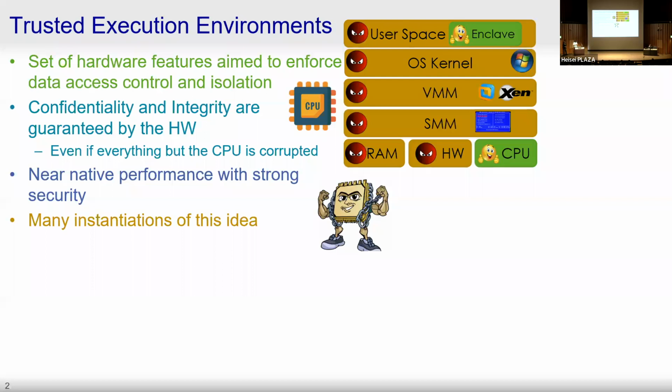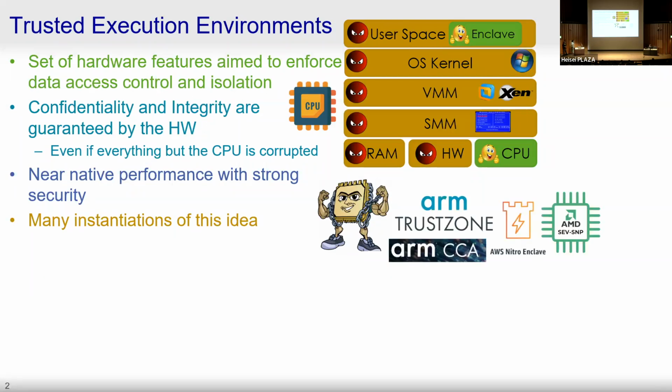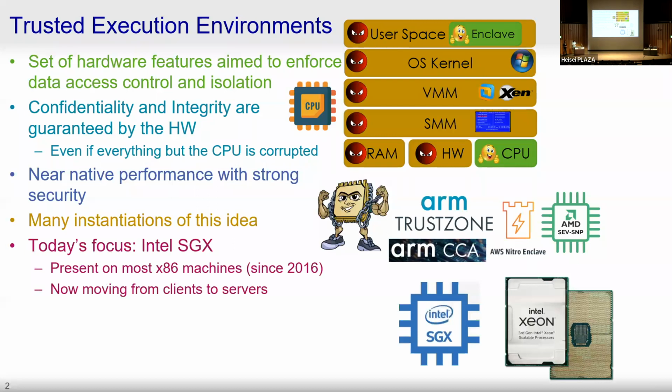Okay? Now, there have been many instantiations of this idea, ARM TrustZone or ARM CCA. Amazon has their Nitro Enclave, AMD has their SEV. But the topic of today's talk is perhaps the most well-known realization of this, which is Intel SGX. Now, SGX stands for Software Guard Extensions. It's a set of architectural features present in most x86 machines, starting from Skylake back in 2016, all the way to these days, now moving from client parts to server computers, coming soon to the cloud near you.